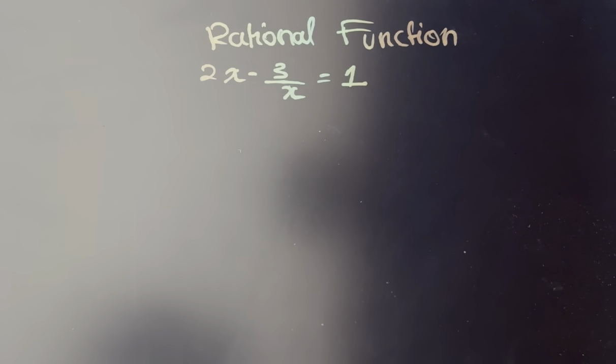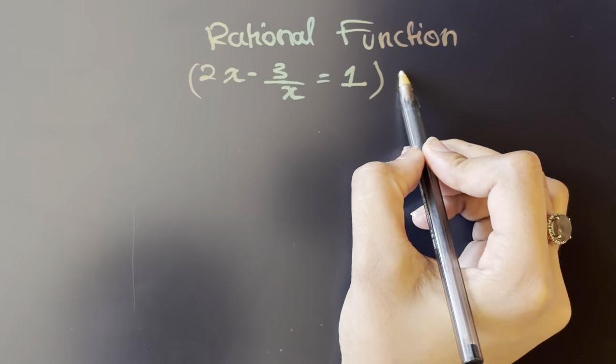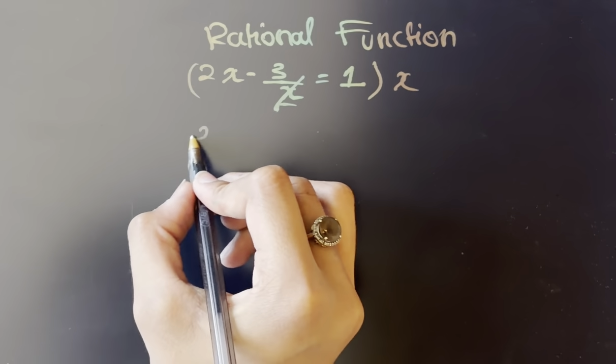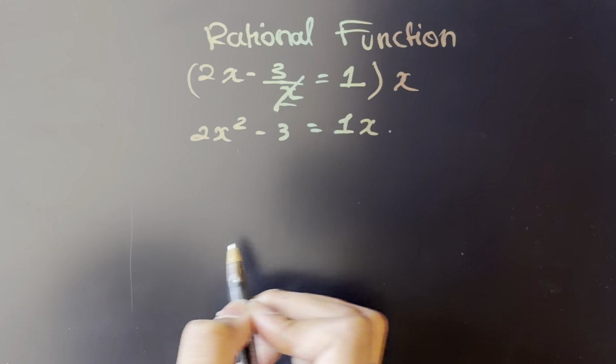Hi, today we're going to be solving a rational equation: 2x minus 3 over x is equal to 1. Our first step is to get rid of the denominator, so we're multiplying the whole equation by x. So now we're going to end up with 2x squared minus 3 is equal to 1x.